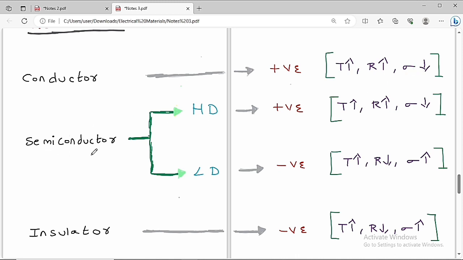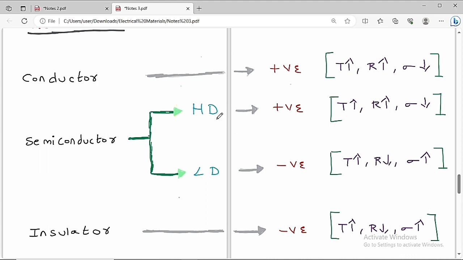Whereas in the case of the semiconductor, we have two things based on the type of doping. We have high doping and light doping. If we are going for light doping, it becomes a lightly doped semiconductor. If you are going for high doping, it becomes a highly doped semiconductor.